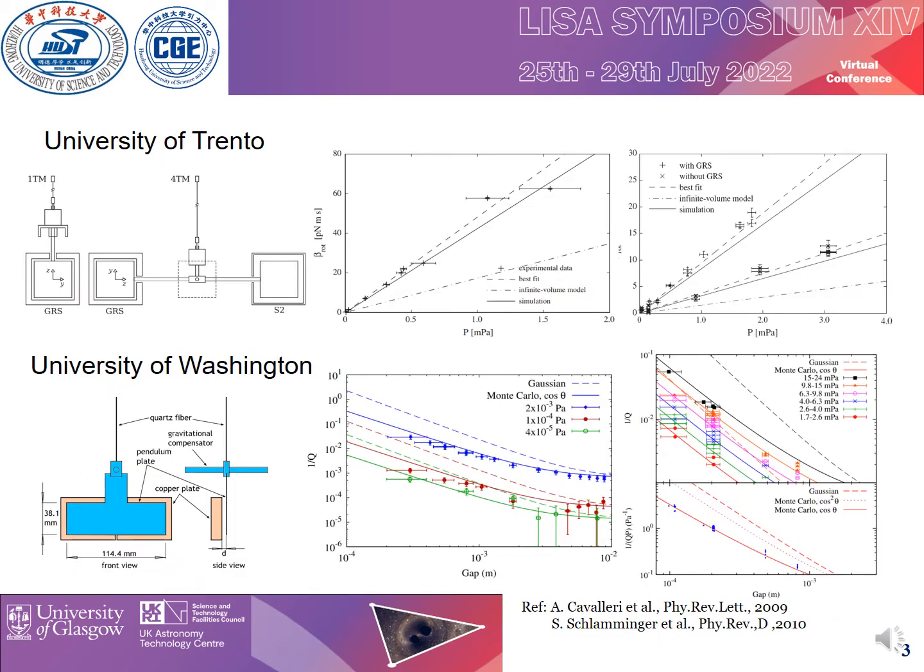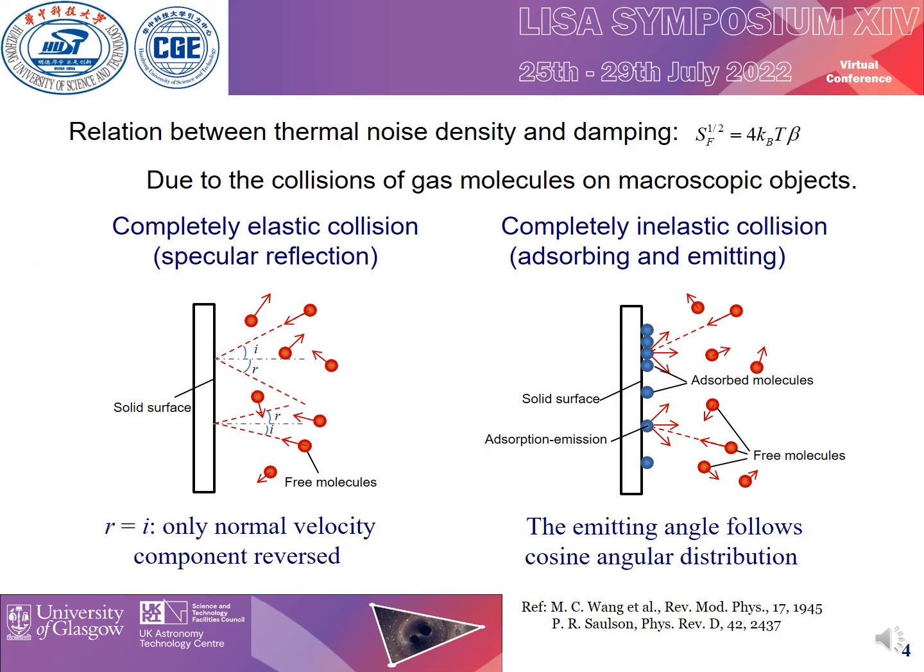The group in the University of Toronto and the group in the University of Washington have independently performed the measurement of Brownian noise using torsion pendulums with different configurations. They pointed out that the mechanism of Brownian noise in constrained volume is identical with that of the squeeze film damping. According to the theory of fluctuation and dissipation, we can easily obtain the relation between the thermal noise density and the damping, which is due to the collision of residual gas molecules on the macroscopic objects.